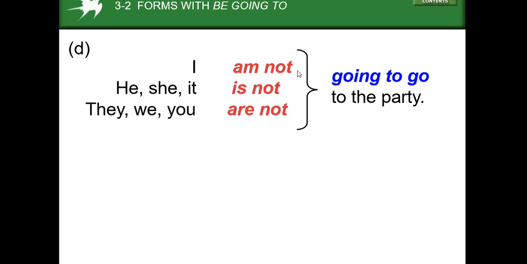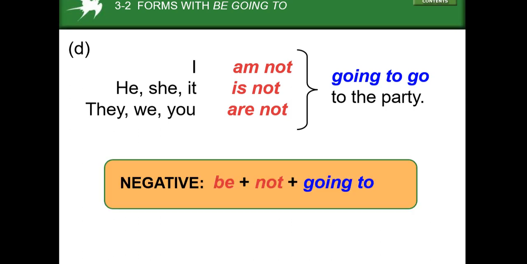Always the word not after the verb be. You don't have to put not after going or after go, no. After the verb be. It depends. You can also contract here, okay? If you want, he isn't going to go to the party. She isn't going to go to the party. They aren't going to go to the party. It depends if you want to contract these words.